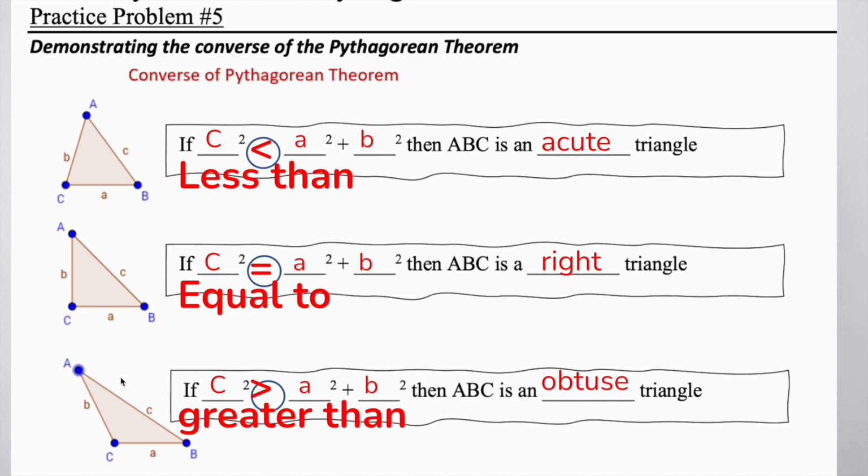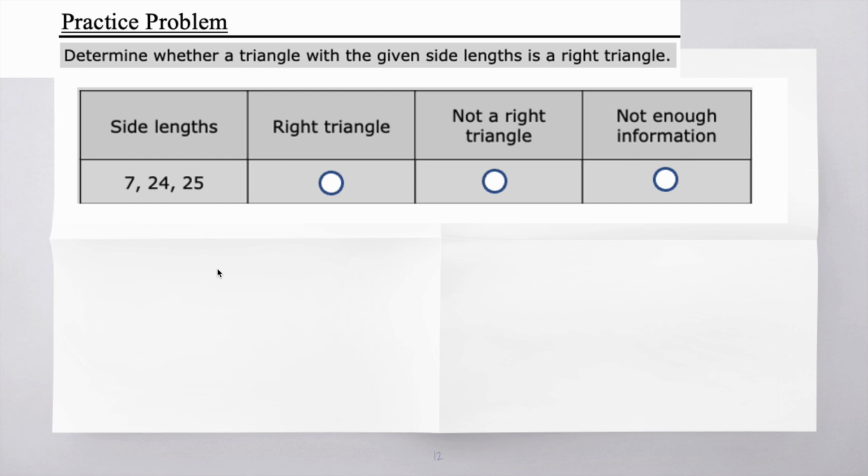So we have these three pieces, and we can very quickly decide: do we have an acute triangle, meaning all angles are less than 90? Do we have a right triangle, meaning we have one 90-degree angle? Or do we have an obtuse triangle, which means we have one angle that's greater than 90? Let's go ahead and take a look at a couple of examples.